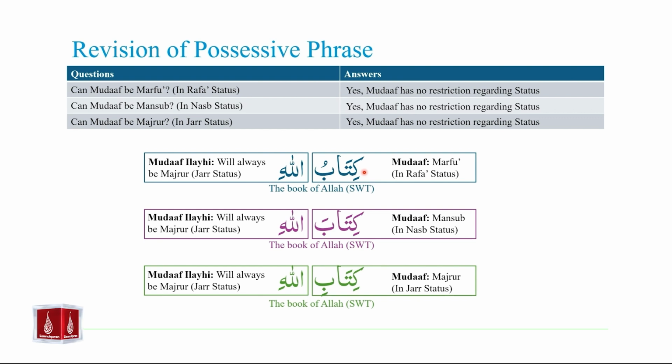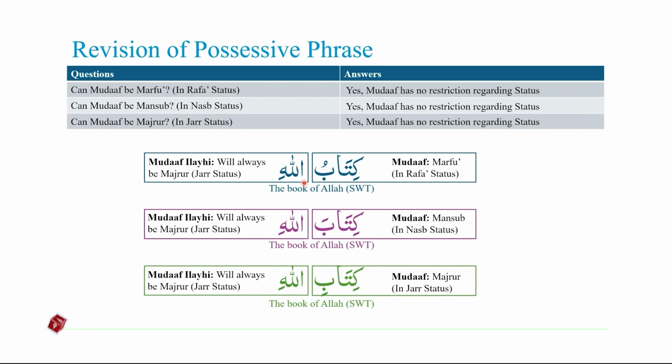In the case of Kitabullahi, Kitabu is mudaf, it is marfu or in the rafa status. In the case of Kitaballahi, Kitaba is the mudaf, it is mansoob or in the nasab status. And in the case of Kitabillahi, Kitabi is mudaf, it is majroor or in the jar status. When we look at mudaf ilay, we see Allahi, Allahi, Allahi. Mudaf ilay will always be majroor. It will always be in the jar status.